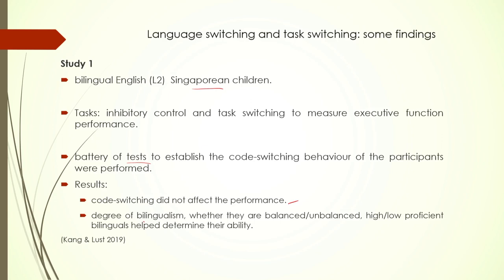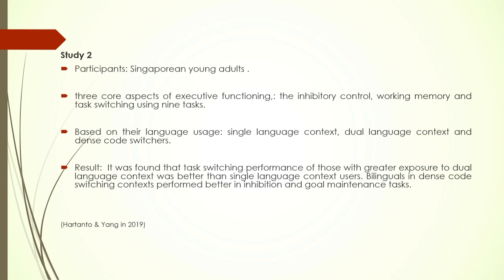However, the degree of bilingualism, whether they are balanced, unbalanced, high or low proficient bilinguals, was found to be a determining factor in this particular study carried out in 2019. The bilingual children were different in terms of their code switching, language switching practices in their language use context, as well as in terms of whether they were high proficient, low proficient, balanced or unbalanced bilinguals. Code switching context did not seem to affect their performance.